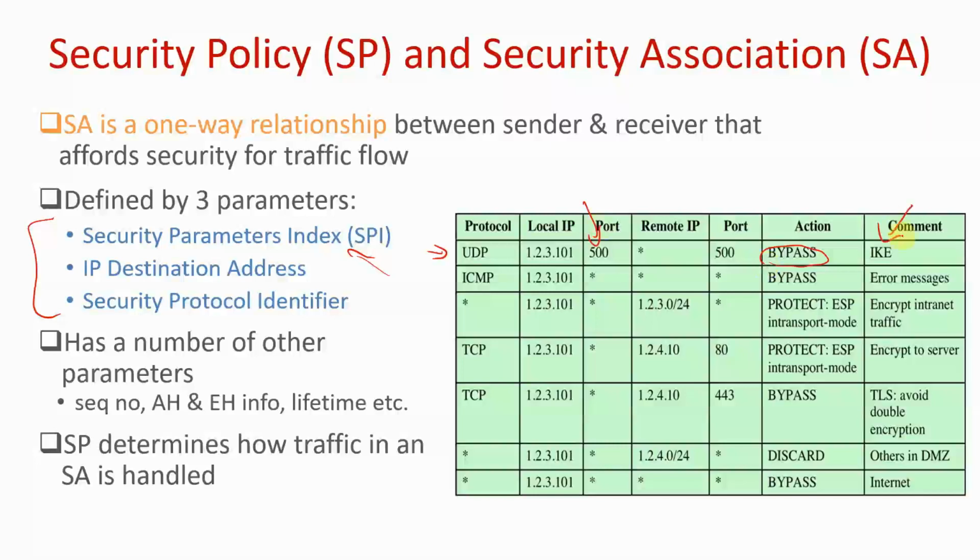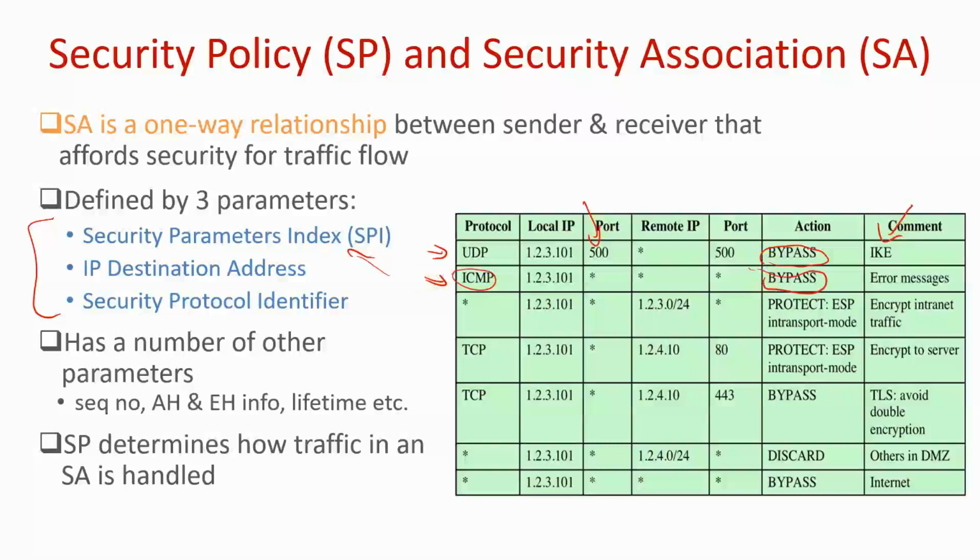And the comment here is that this is related to IKE. It is actually the packet that is used to establish keys between two endpoints of an IP security association. So obviously they cannot be encrypted because there is no key that has been exchanged before, and so they are bypassed. Also, if the protocol is ICMP, you can bypass. These are mainly error messages. You don't need to protect them, so just bypass them as they are.